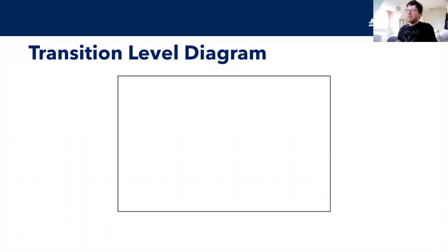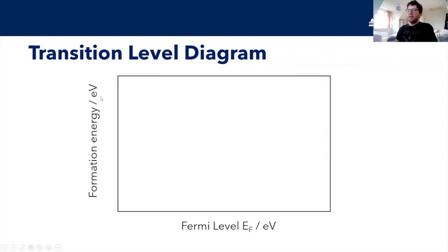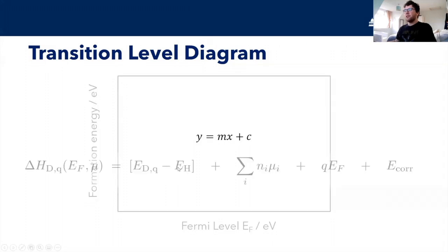So the first thing that we have is along the x-axis, we denote the Fermi level, which would typically range from the valence band maximum at 0 here to the conduction band minimum at this end. And then on the y-axis, we have the formation energy of a defect. To construct this, we simply look at the y equals mx plus c relationship of our formation energy equation. So y is our formation energy here, m is our gradient, which is our charge state, as Sean was alluding to earlier. x is our Fermi energy, and plus c is all of the other corrections and the total energy difference and that sort of stuff.